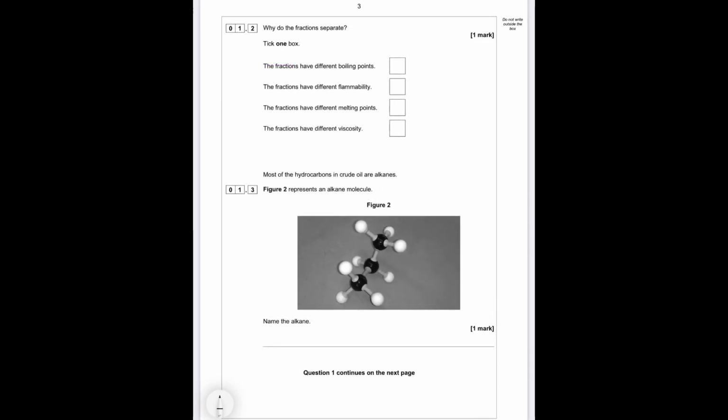The next question asks, why do fractions separate? So in a fractional distillation column, the fractions will separate due to them having different boiling points. So the top answer would be the correct answer there.